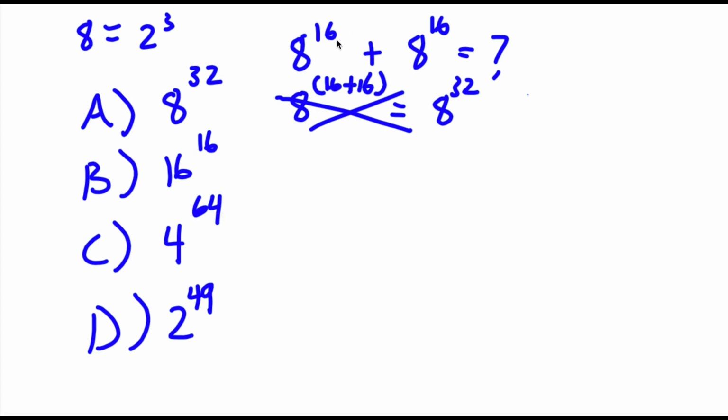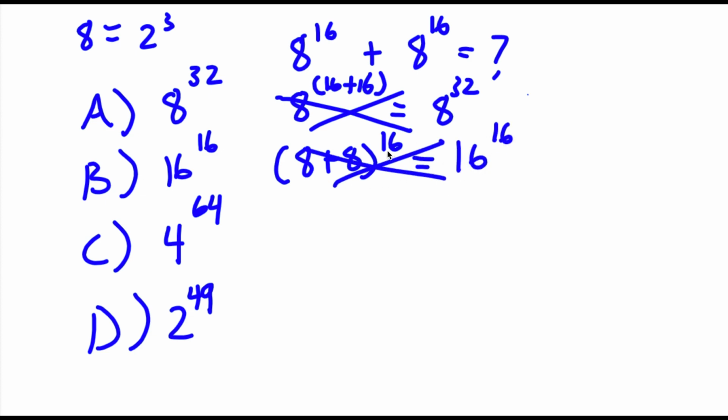Now for B, what they did was they kept the exponent the same and they added the bases. So they did 8 plus 8 to the power of 16, which is equal to 16 to the power of 16. And this method is wrong as well. You can't add exponents like that. So it's not B, it's not A.